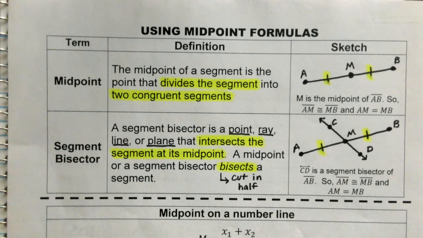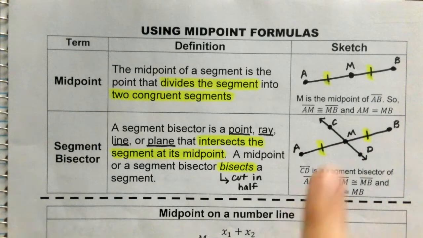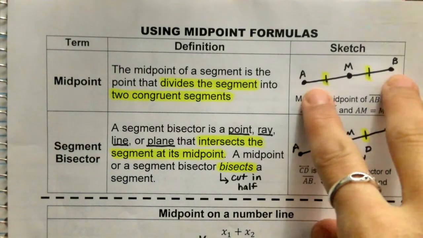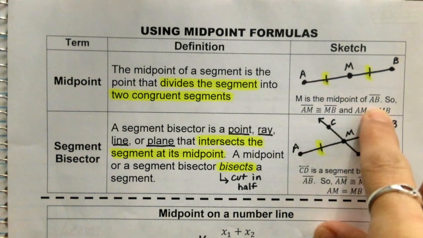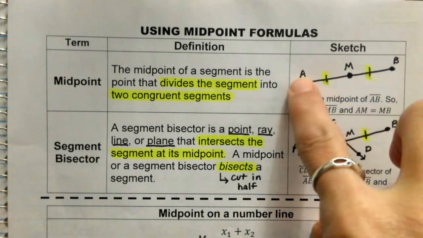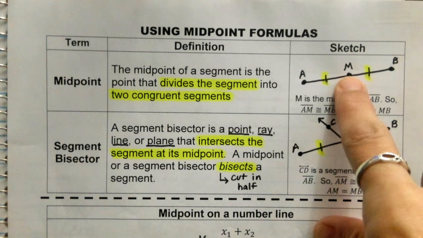The midpoint of a segment is the point that's going to divide the segment into two congruent segments. So over here we have the picture. We have here M is the midpoint of segment AB. So you have segment AB, and M is the midpoint.